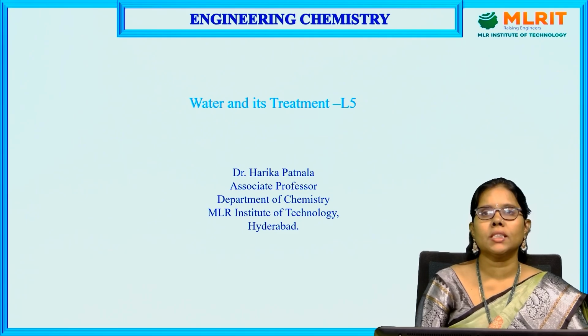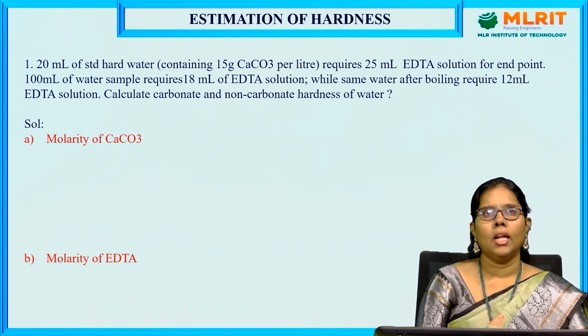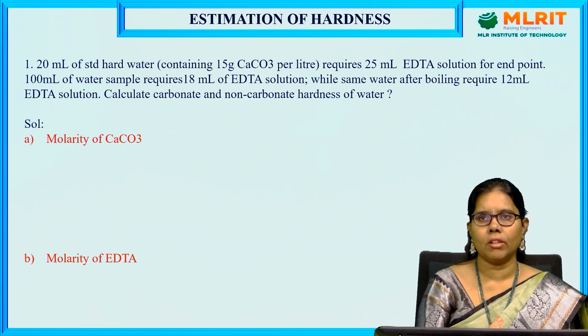In the previous class, we determined the estimation of total hardness of water using EDTA solution, and we determined the total hardness, temporary and permanent hardness of water by volumetric analysis. Now we are going to do the numericals on the estimation of total hardness of water. Let us see numerical 1.